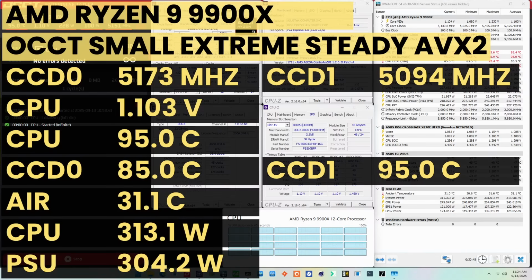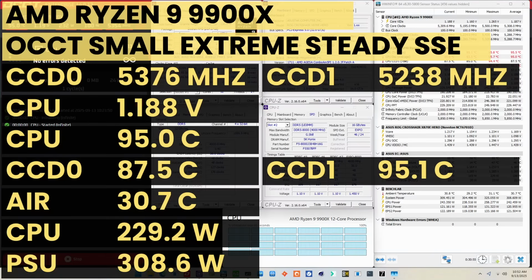When running the OCCT CPU AVX2 stability test, the average CPU CCD0 effective clock is 5173 MHz and CCD1 effective clock is 5094 MHz with 1.103 volts. The average CPU temperature is 95 degrees Celsius. The average CPU package power is 227.8 watts.